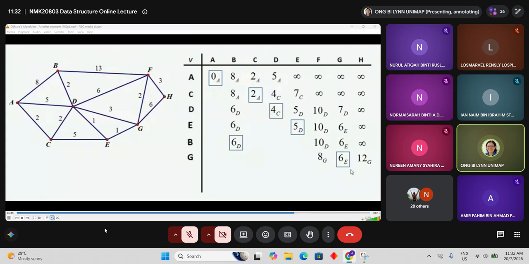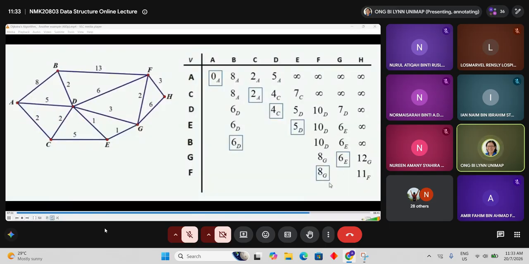Now 8 is the smallest unboxed weight. So I will copy it down to the next row and put a box around it. Vertex F is now where we're working. Can I get from F to H? Yes, with a weight of 3. 3 plus 8 is 11. That's better than the 12 that we had.